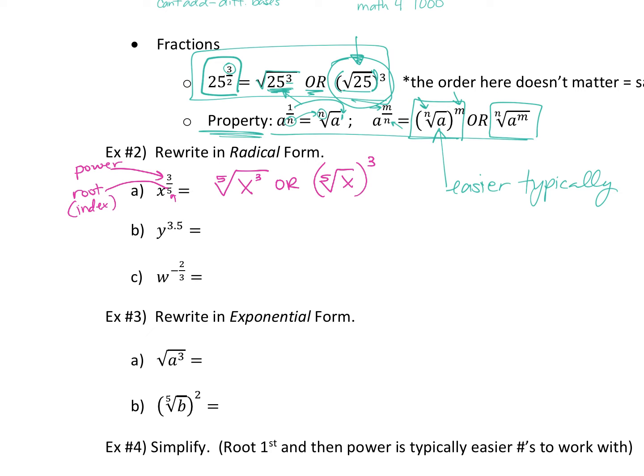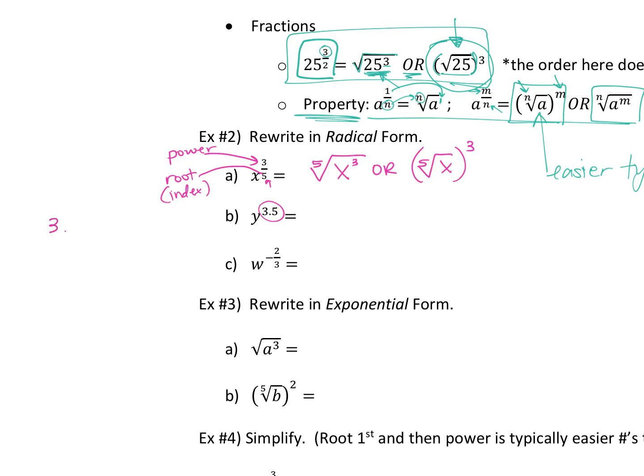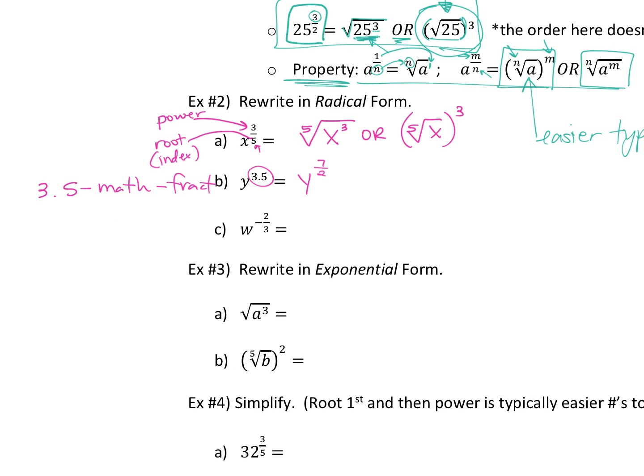Okay, now we have this decimal, and you need to think of that as a fraction first. If you're not sure what that is, you can do this in your calculator. Plug in 3.5, and then hit math, and then hit fraction, which is just the number 1 there. 3.5 math fraction, enter, and it will show you that 3.5 is the same as saying 7 over 2. Okay, so y to the 7/2 power. And if you can come up with that on your own, then you don't have to plug it into your calculator. But if you're not sure, plug it into your calculator. It will turn it into a fraction for you.